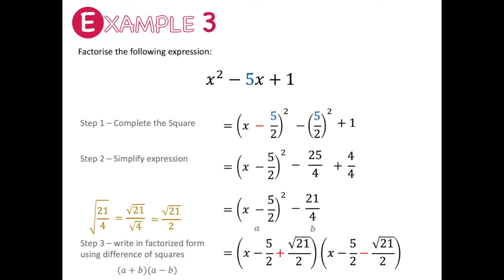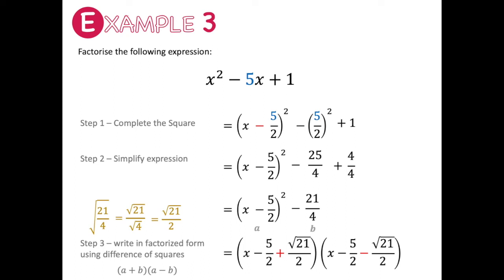So the factorized answer of x squared minus 5x plus 1 is going to equal x minus 5 divided by 2 plus the square root of 21 over 2 in the first set of brackets, and then in the second set of brackets, x minus 5 over 2, subtract the square root of 21 divided by 2.